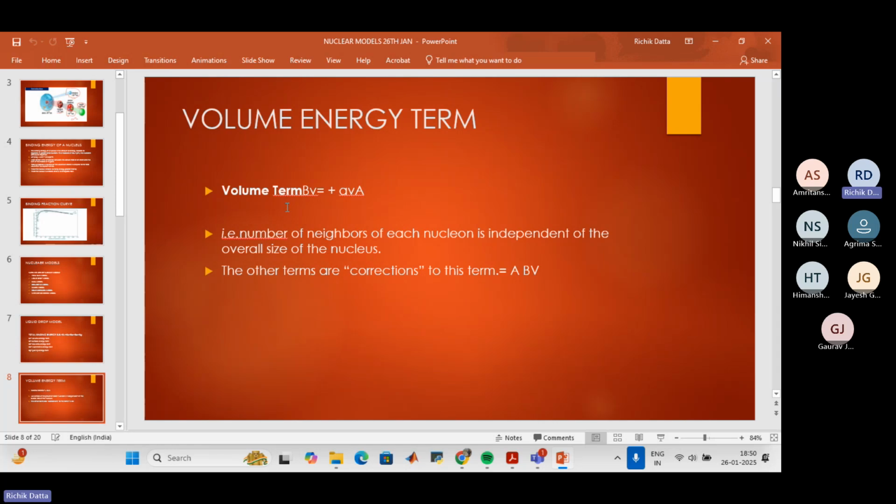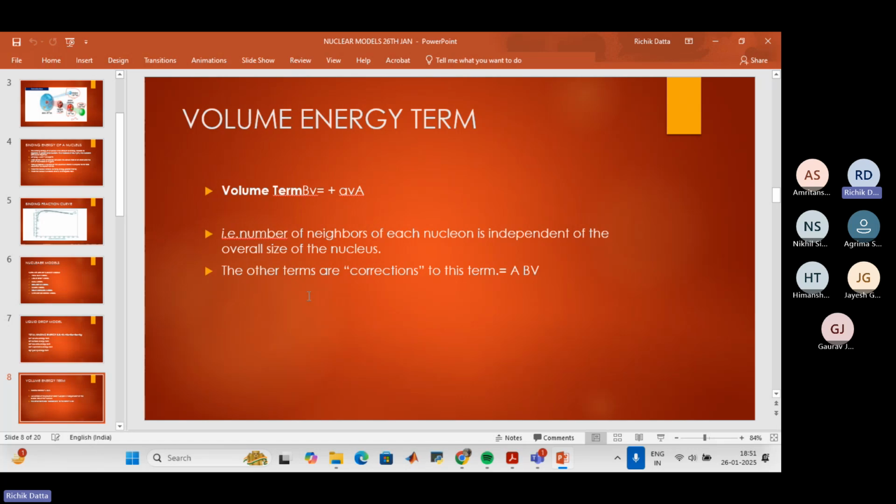For the volume energy term here, we can assume that Bv equals plus Av A. A is the atomic mass number, the total number of nucleons, that means the total number of protons and neutrons present. So what is the significance of the volume energy term? The number of neighbors of each nucleon is independent of the overall size of the nucleus.